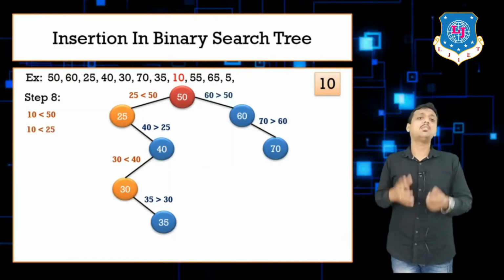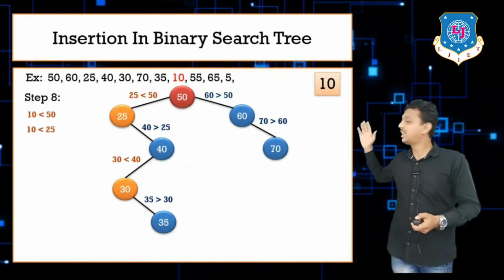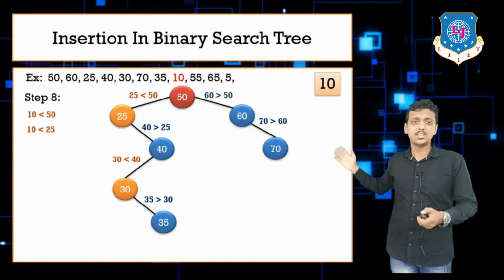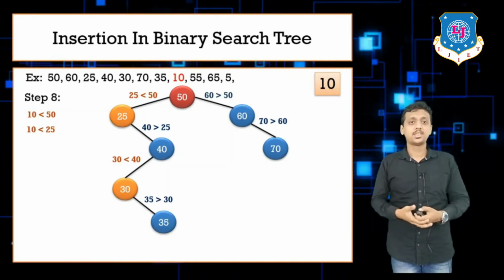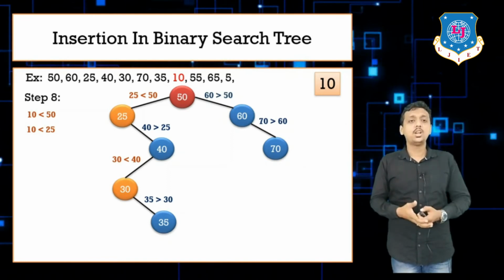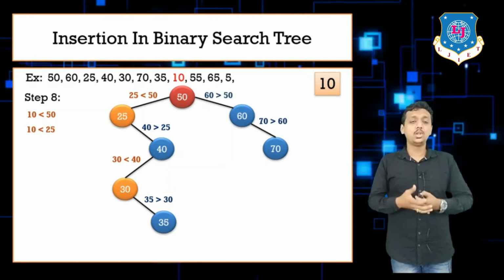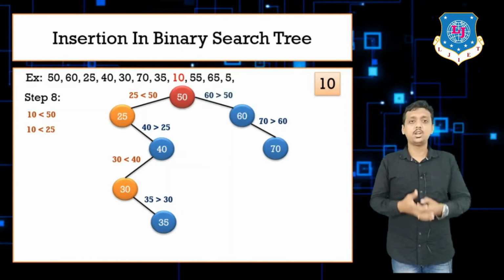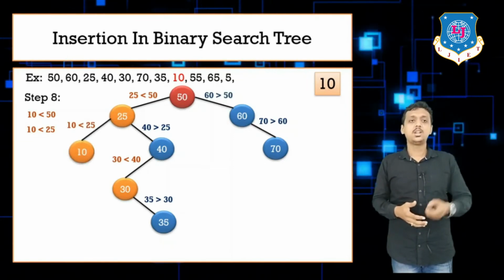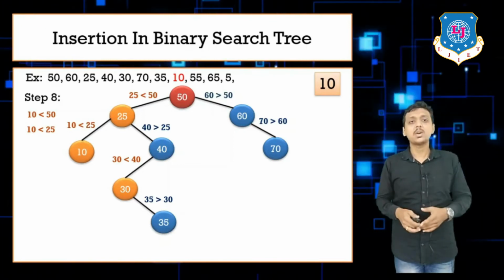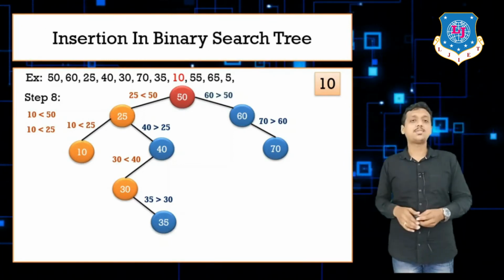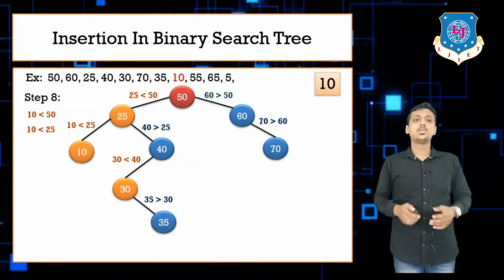Then compare 10 with 25. 10 is again lesser than 25, so move towards the left side of the 25. After all, we're going to insert 10 on the left side of 25. So here it is. 10 is less than 25, that's why 10 is inserted on the left side of 25. Fine. So let's move ahead.